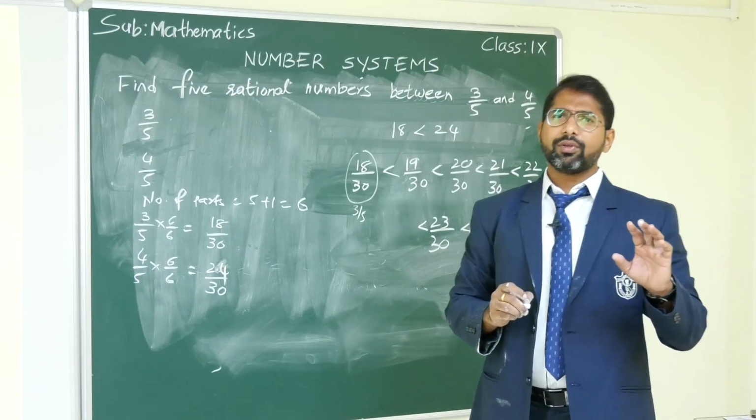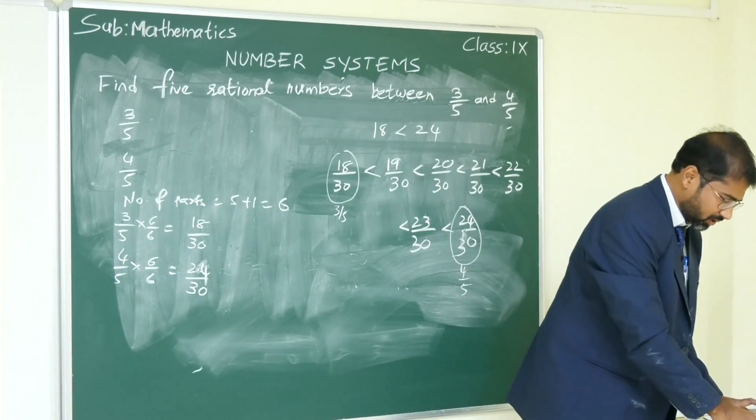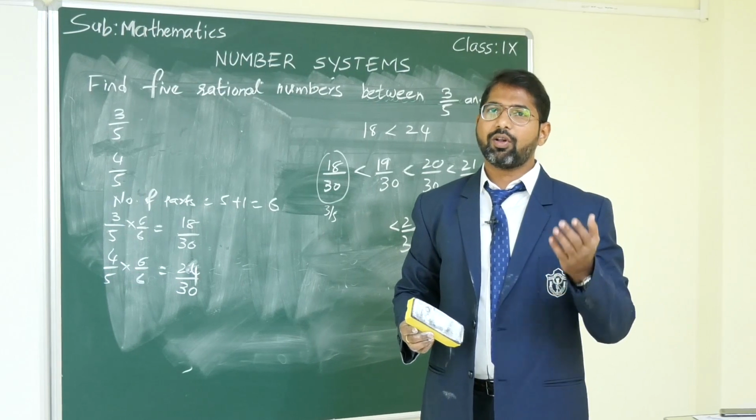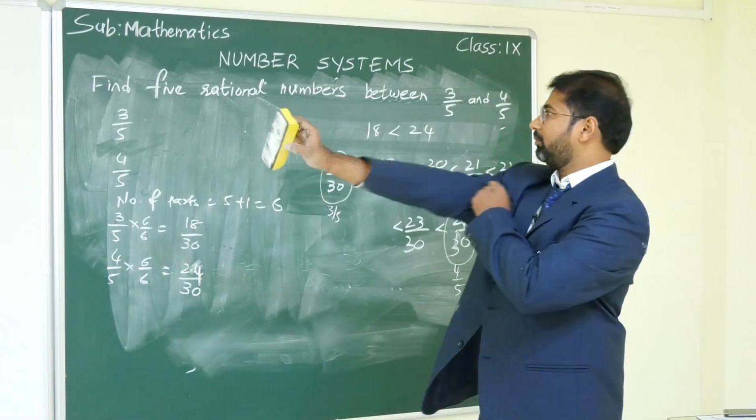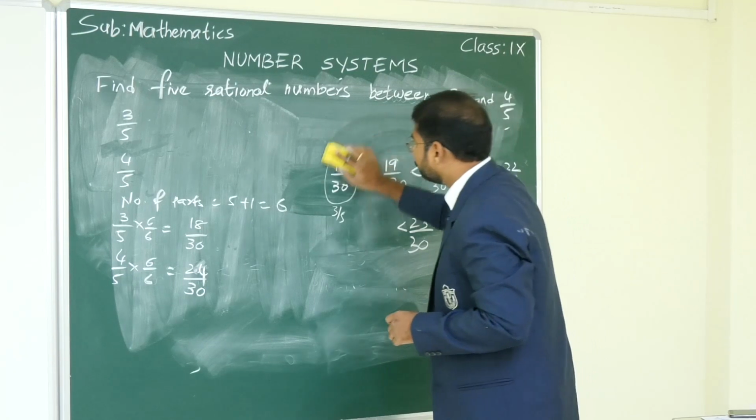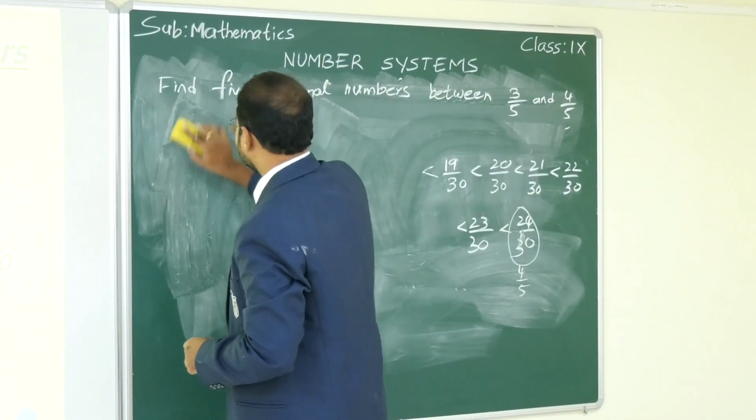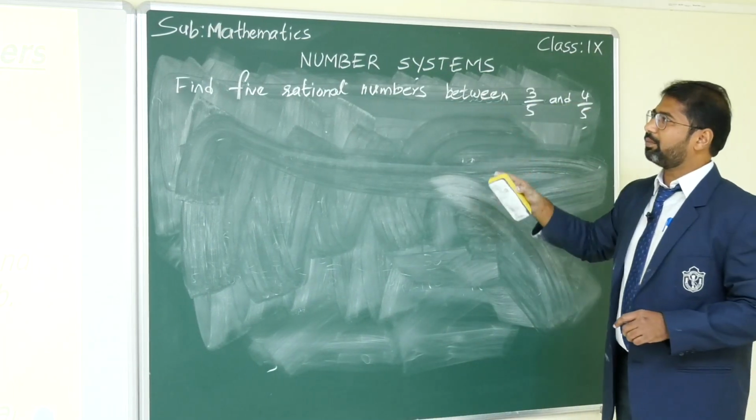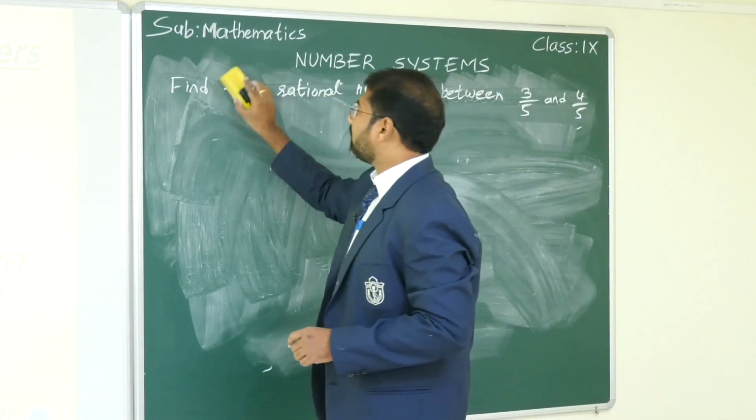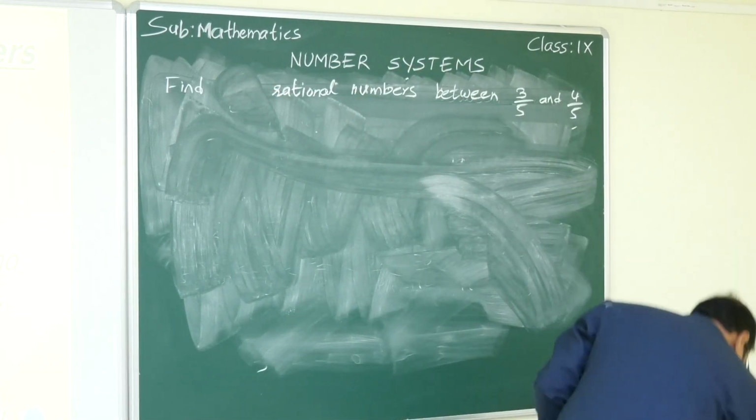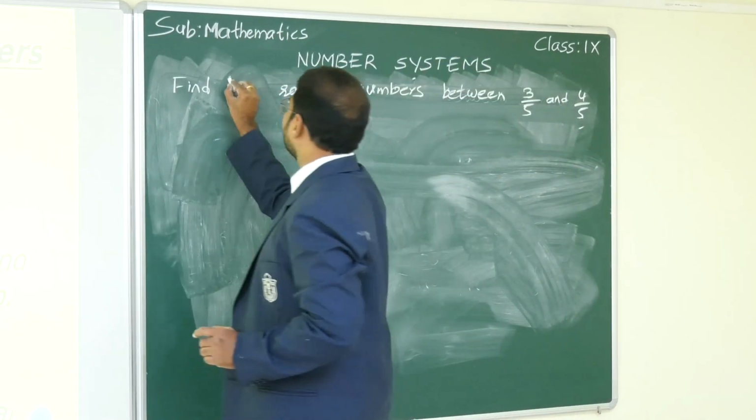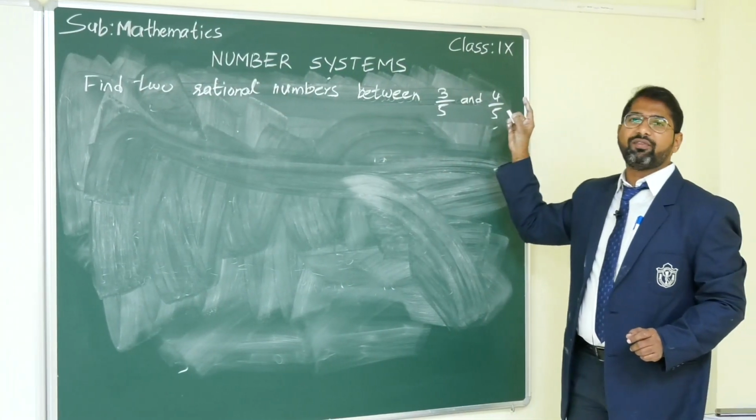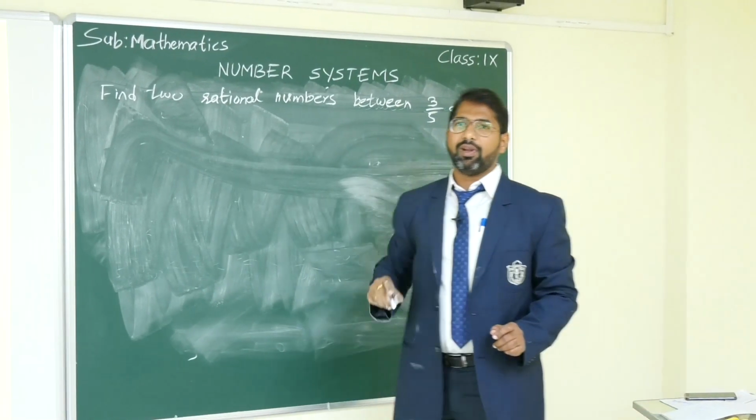Now, I feel this is the best method for students. They can use the formula, but it is a little bit lengthy. That also we will see through one of the examples. Let us see this same example, instead of 5, let us insert two. Find two rational numbers between 3 by 5 and 4 by 5 using the formula.